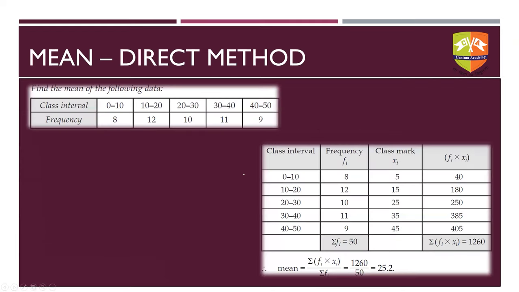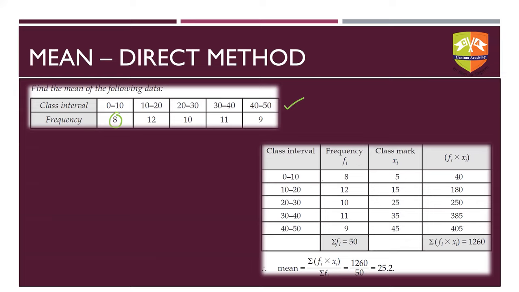Okay, next. Let's do this. I've taken this question from your book. This is the table. If you see, the class intervals are 0 to 10, 10 to 20, 20 to 30, 30 to 40, 40 to 50. These are the classes, and the frequencies are 8, 12, 10, 11, 9.